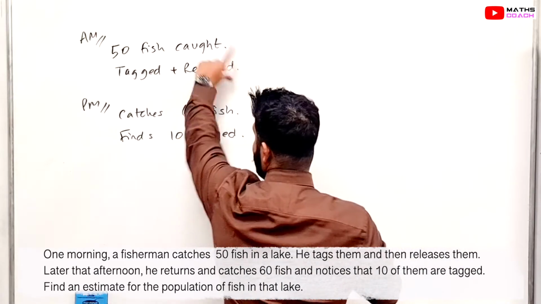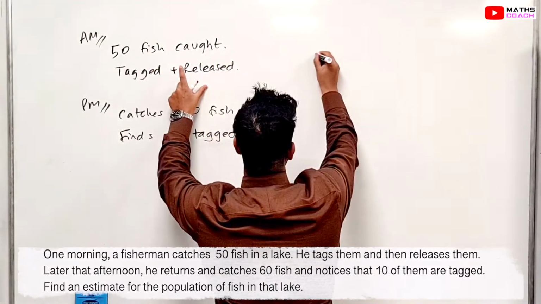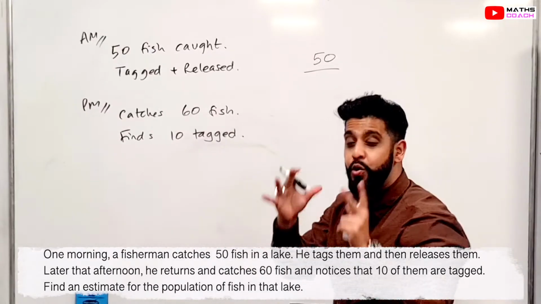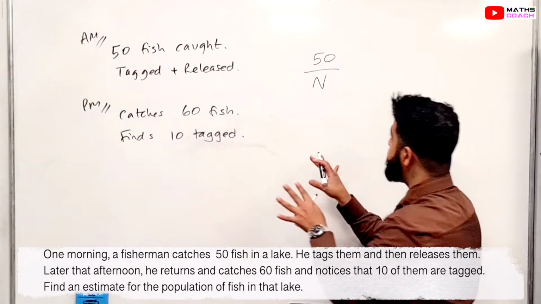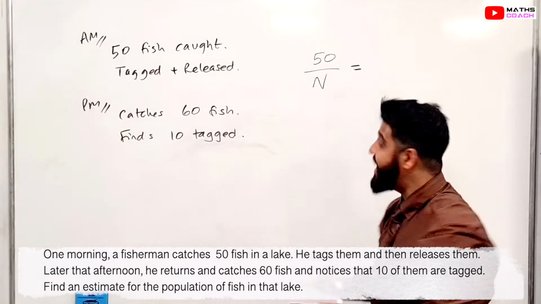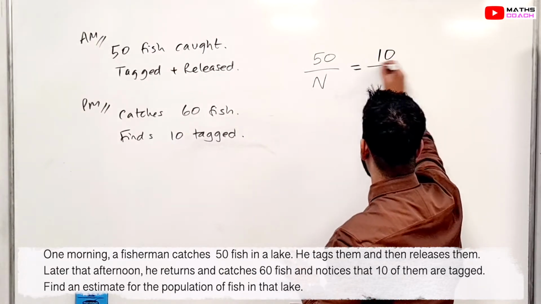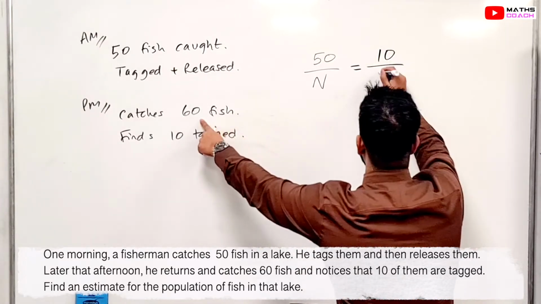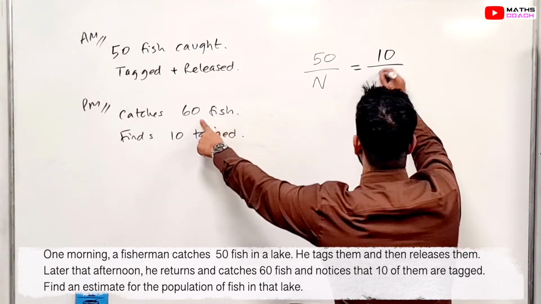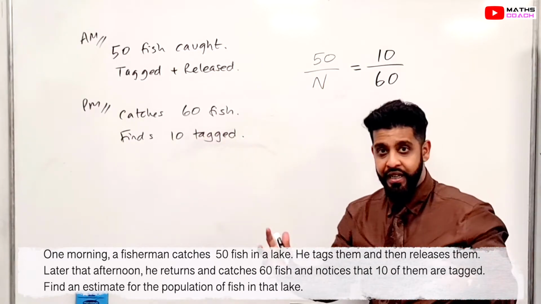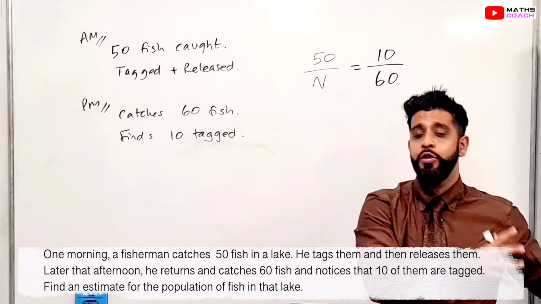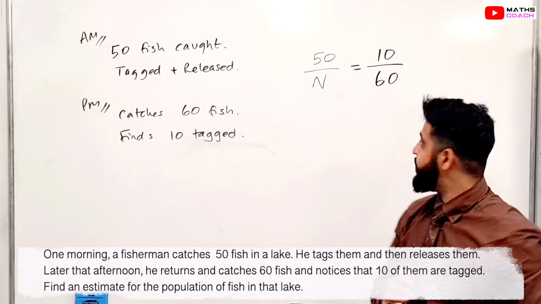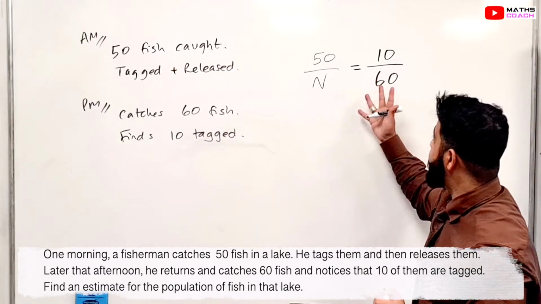Let's go. So let's have a look at the first one. We have 50 fish caught out of the total number of fish that exist in that lake, which we're going to give the letter N. That's in the morning. In the afternoon, the fisherman comes back and he finds that 10 of these fish are tagged out of the 60 that he catches. Now you notice that I set up an equation while I was doing this because this is like proportionality. We are looking at the proportion of fish that he catches in the morning and tags in proportion to the amount of fish that he finds tagged in the afternoon. And all we now need to do is solve this for N.